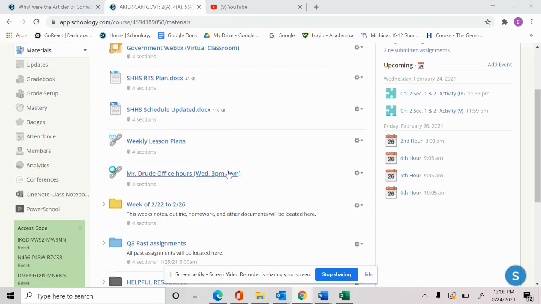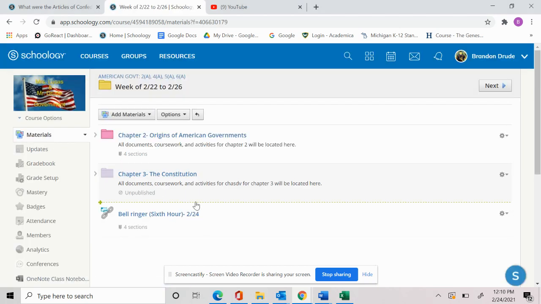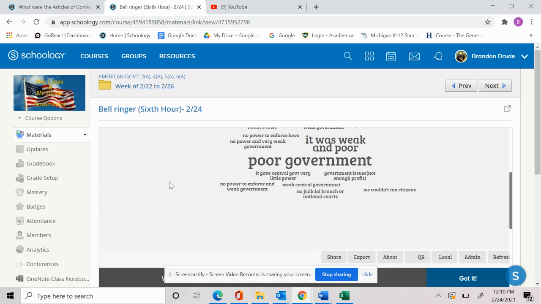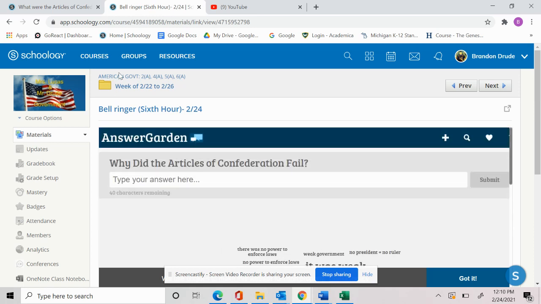So first thing we did, if you go down here in this week's folder, we did do a bell ringer. Now you're not going to see this bell ringer. I only have one left. I kind of just got rid of them because they're only answer gardens, but you can do this on your own. Why did the Articles of Confederation fail? That is the question I want you to answer, is think of reasons why the Articles of Confederation failed. So just think about that. There's some answers down here if you want to take a look at what this class did, but there are more examples than what you see on the screen here. So if you want to look at that, you can pause the screen and look at it, but I'm going to move on.